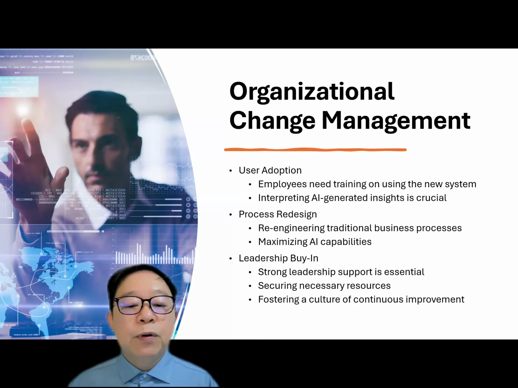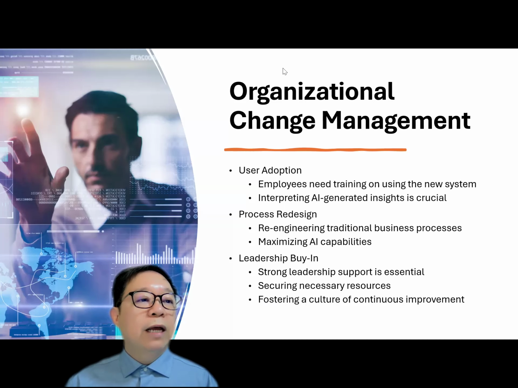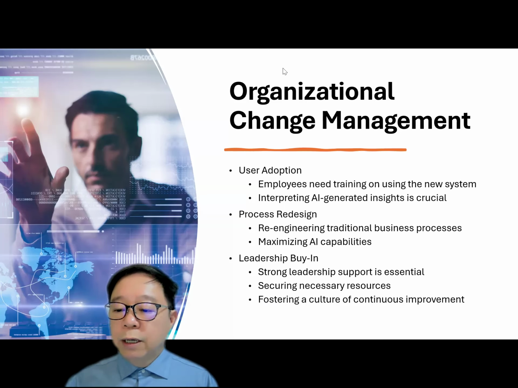Then the company needs to look at the existing process. They need to re-engineer, look at the whole old process, think about how to streamline it, and see what kind of process you can handle with AI. That is the powerful thing about AI. So I always mention AI consultancy. It's a very, very in-demand job now. Then leadership buy-in: they need strong leadership support and secure the necessary resources. Of course, at the end of the day, we must have a good culture of continuous improvement. That is important also.